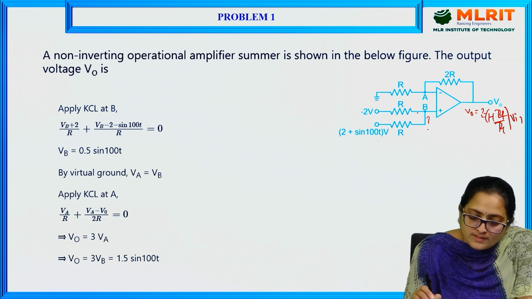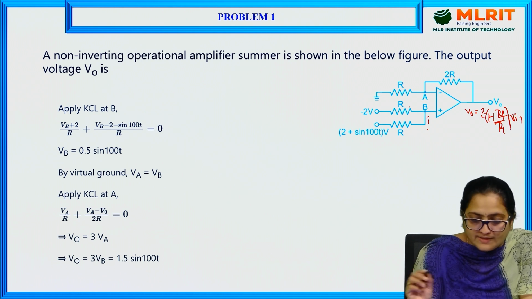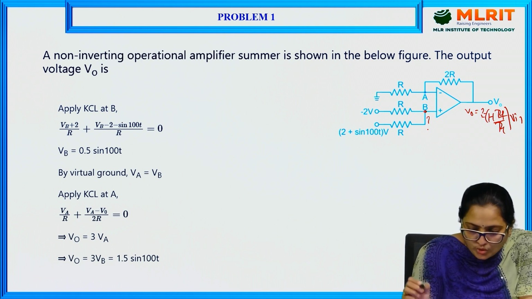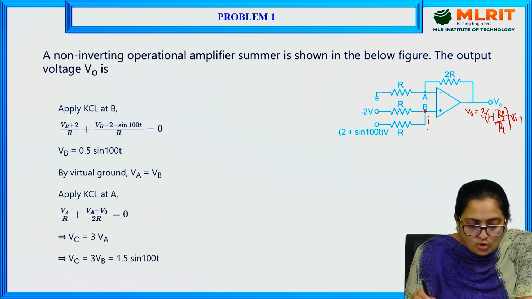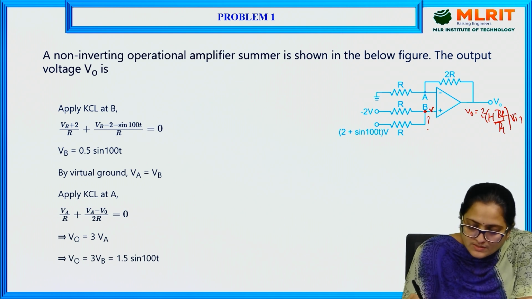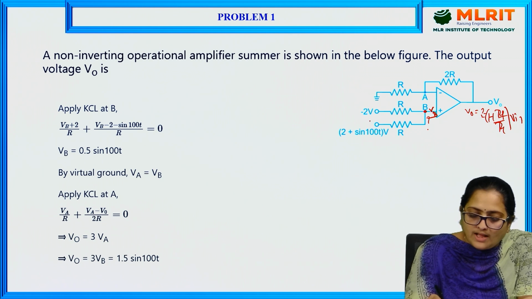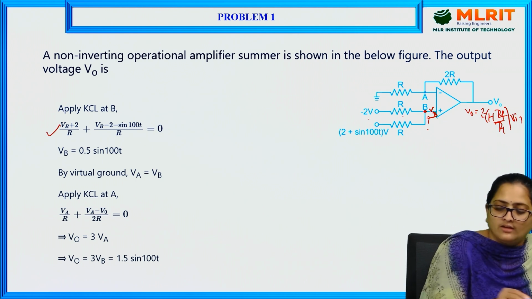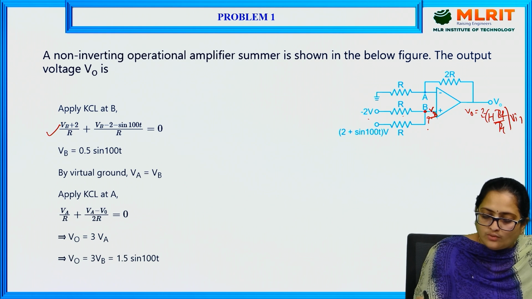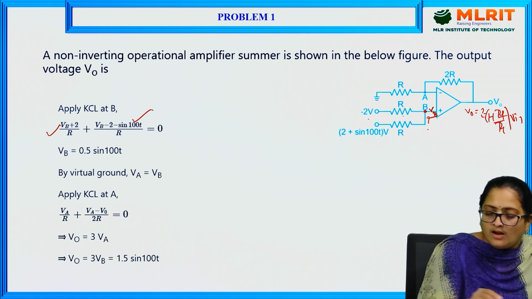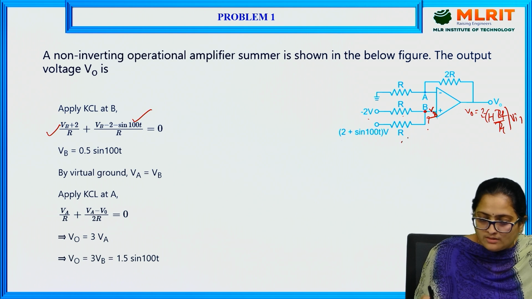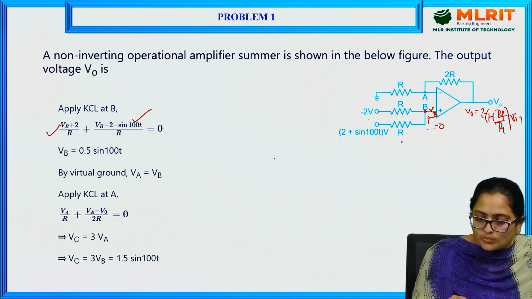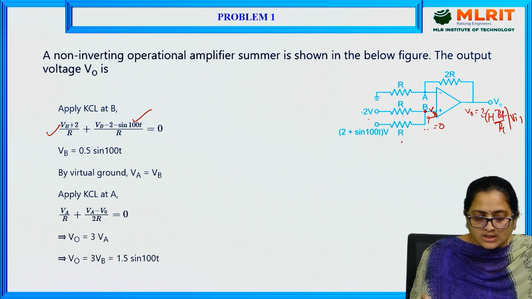For this, first I will be applying a KCL at node B. Let us assume that the voltage across B is VB. We can write it as VB plus 2 divided by R. And from this arm, we can write VB minus 2 minus sine 100t by R is equals to 0. The current entering will be equal to the current leaving.